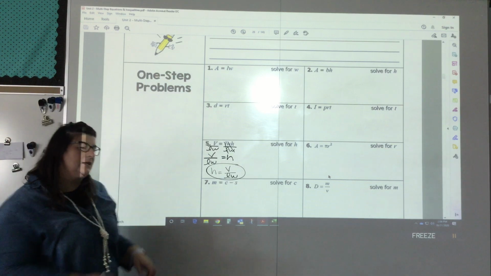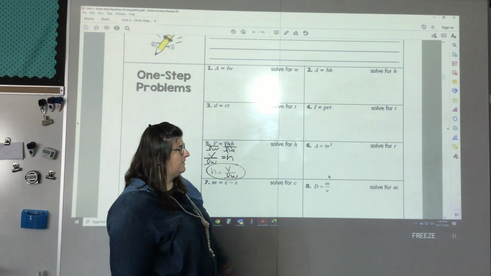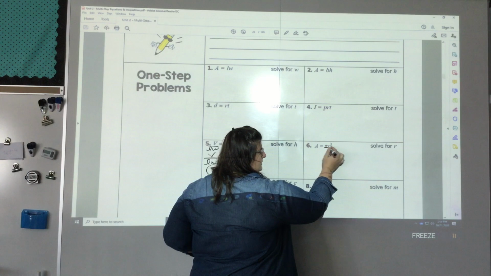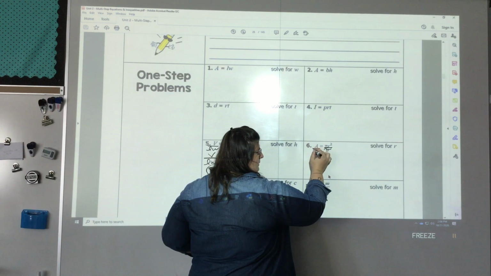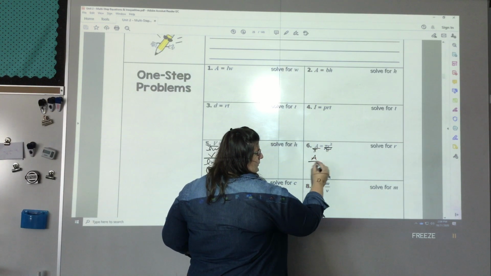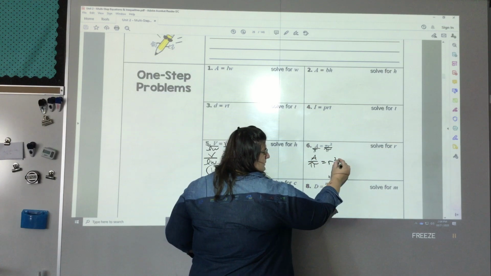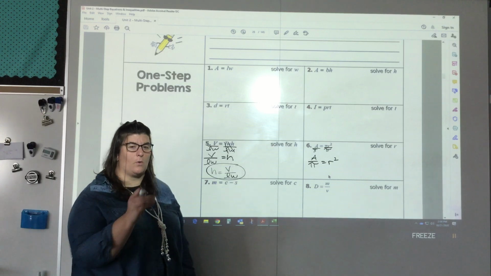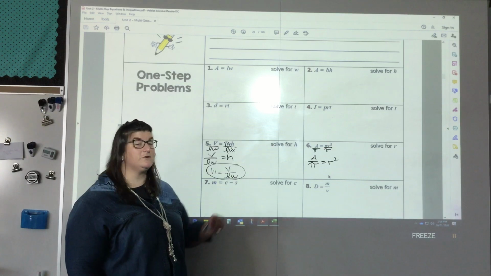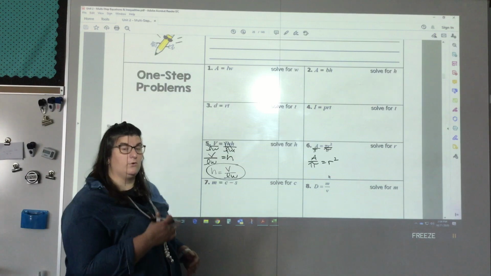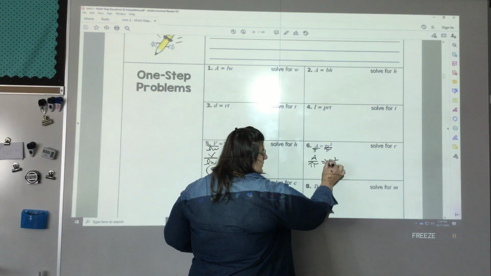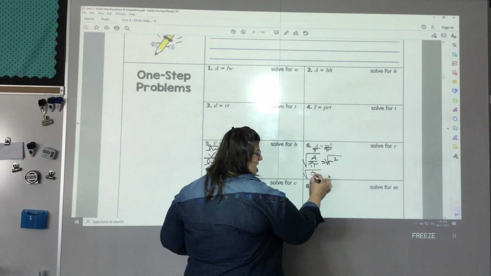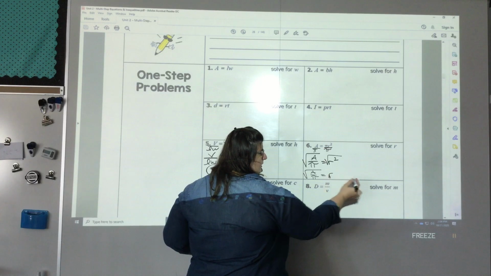Now we're going to enter a little bit of a different situation. Solve the problem for R. Okay, well, it's being multiplied, so let's divide by pi. You've got A over pi equals r squared. We haven't quite got into this yet, but how do you get rid of that squared symbol? Well, the inverse of squaring something is taking the square root of something. So we're going to take the square root of both sides. So the square root of A over pi equals r.